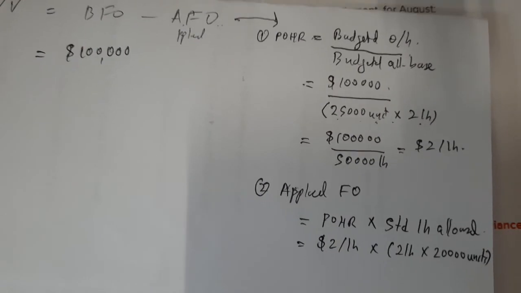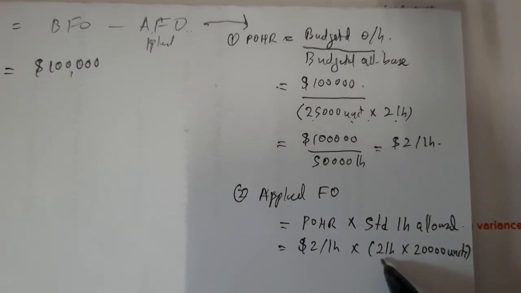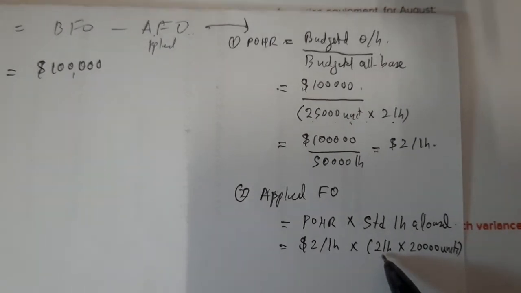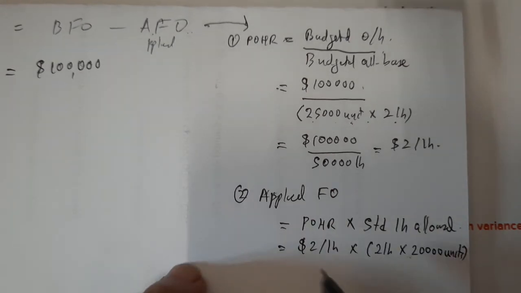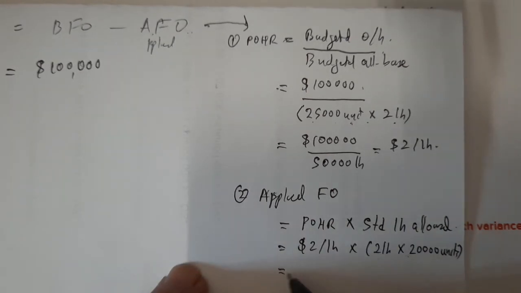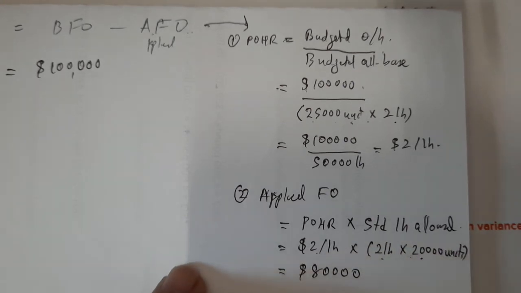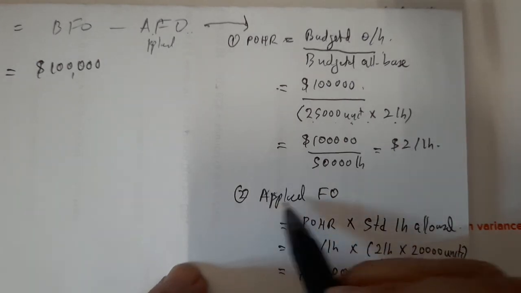According to the standard, 1 unit, 2 hours. So the actual production during August is 20,000 units. So 2 hours times 20,000 units. So how much? This one times this one is 40,000. 40,000 times $2, $80,000. Okay, now you have calculated the applied fixed overhead.